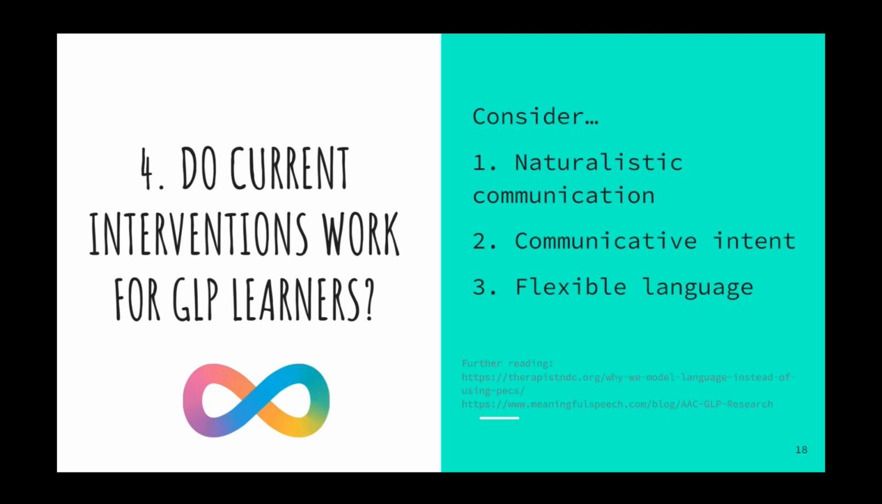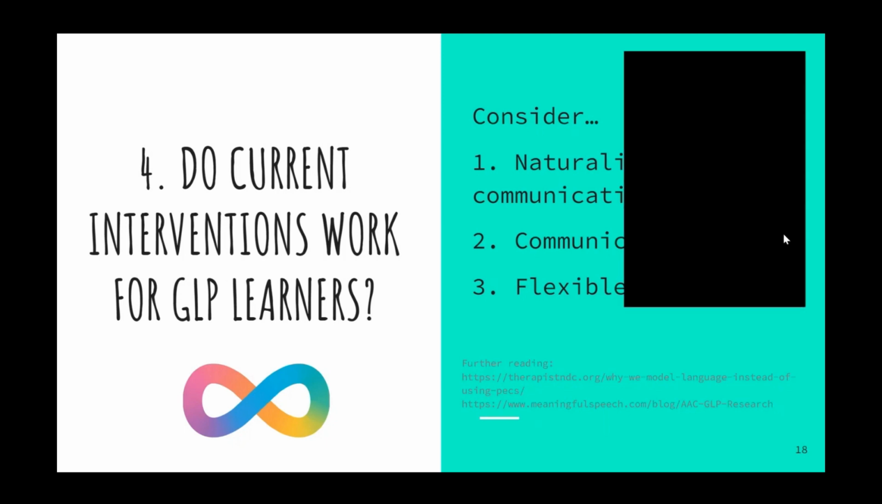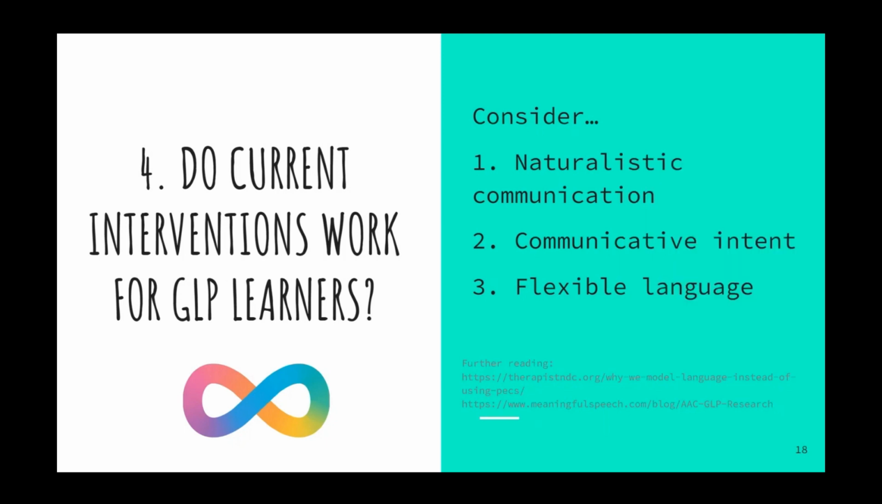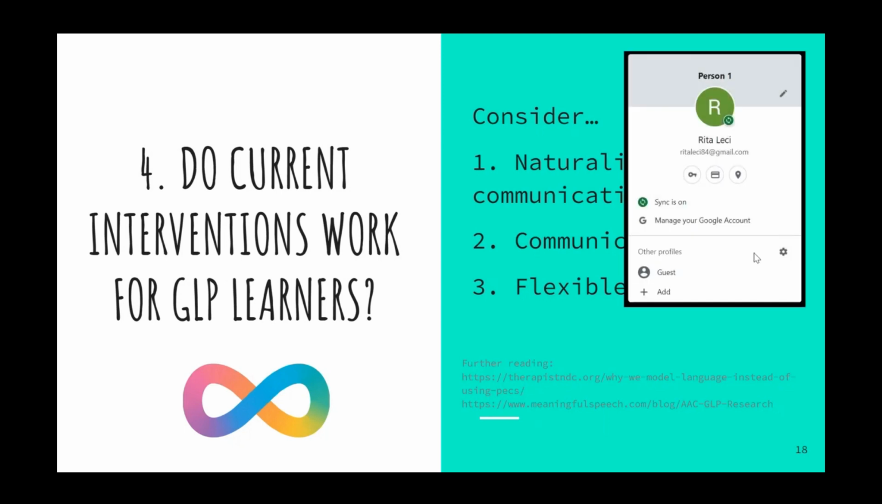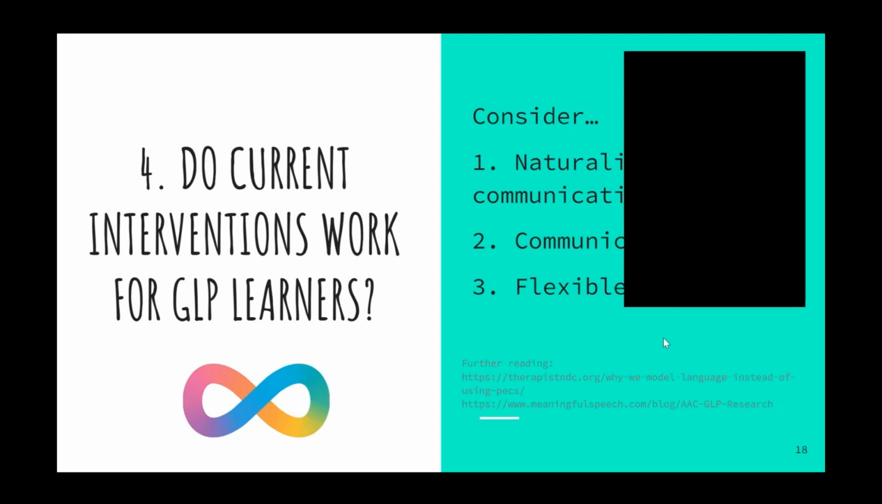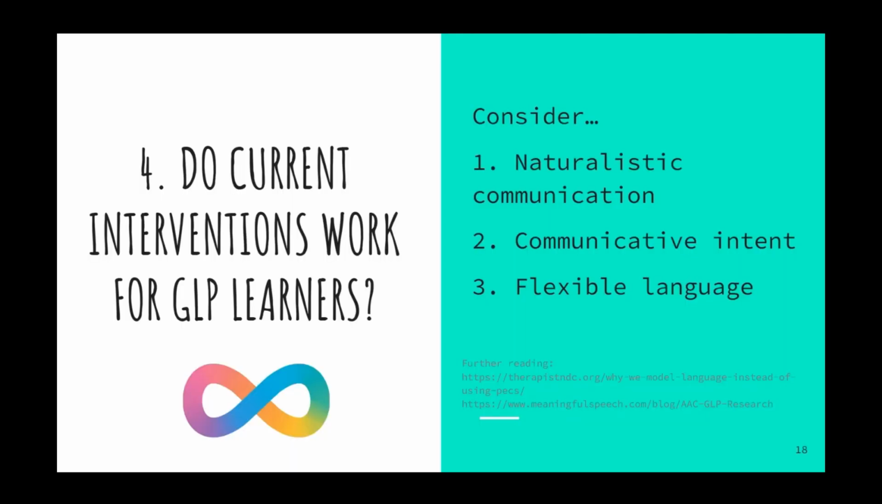So whilst we're on this topic, we just wanted to pose a question to you for your own reflection. Do current interventions work for GLP learners? If a significant number of autistic children do use Gestalt language processing, then are current interventions, maybe PECS is a good example, supporting their unique language development? Some things to think about are which environments provide opportunities for children to learn meaningful or emotionally charged language within contexts that they understand.